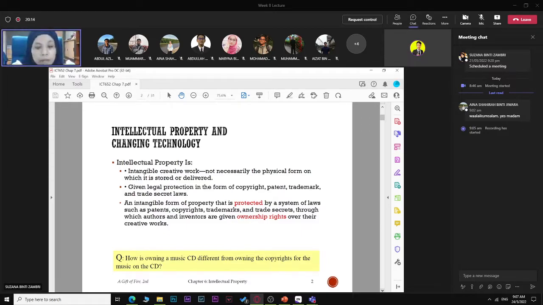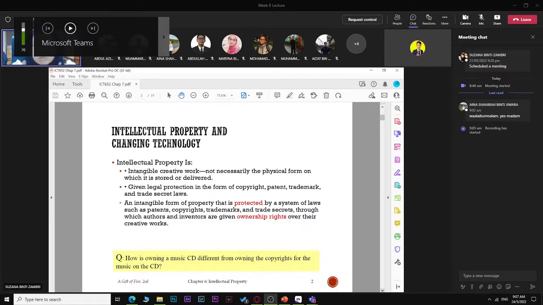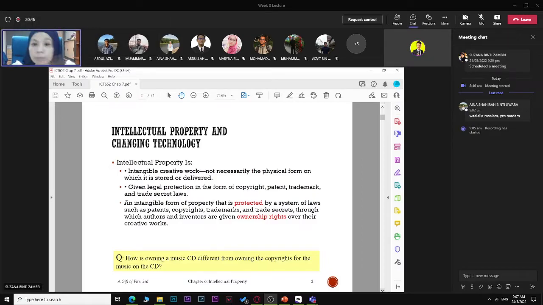Once the book has copyright, other people cannot sell that book. Okay, they cannot photocopy that book. They cannot perhaps download the soft copy of the book and share it online. So whoever does that is considered as violating the copyright. And you, as the owner of the copyright of the book, can sue the person who did such things. Okay? So it's the same if your invention has a patent, trademark and trade secret laws, the same thing applies.